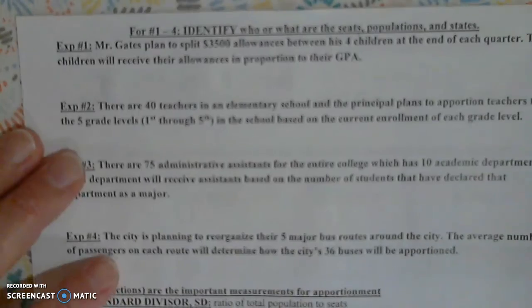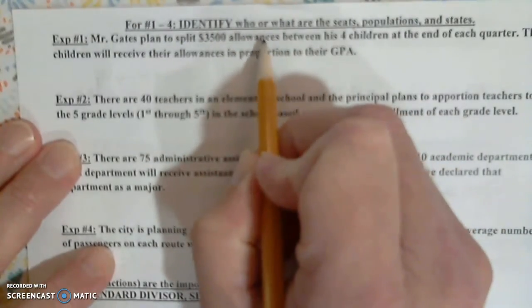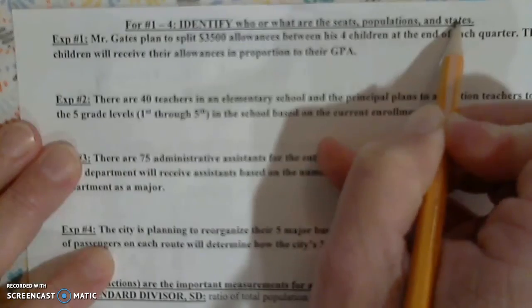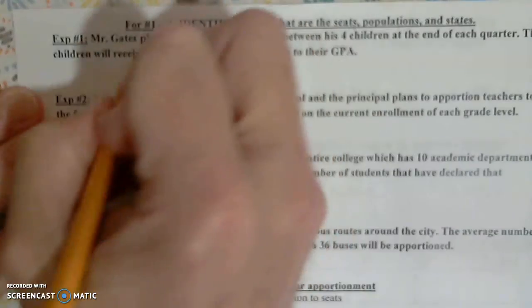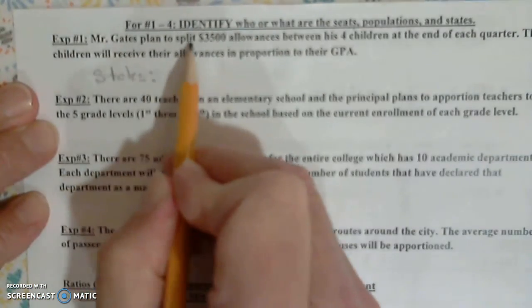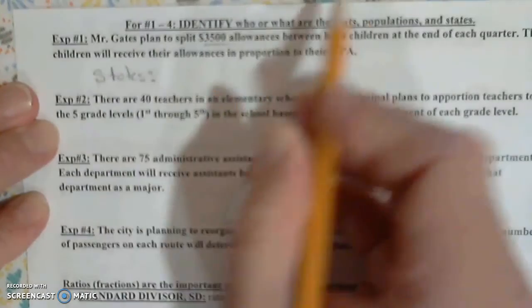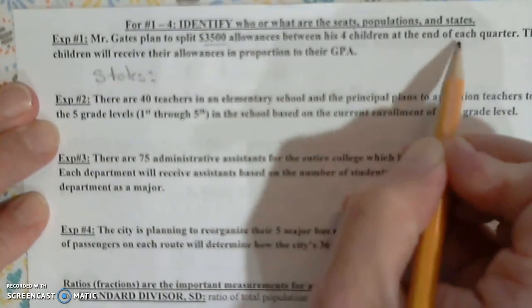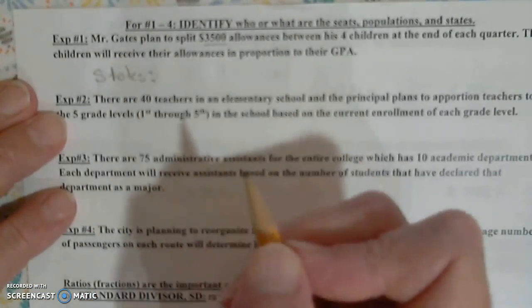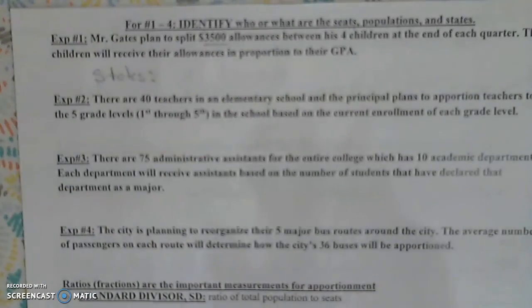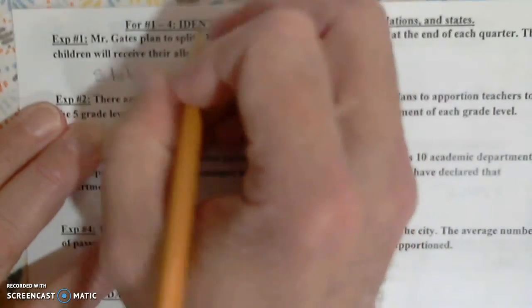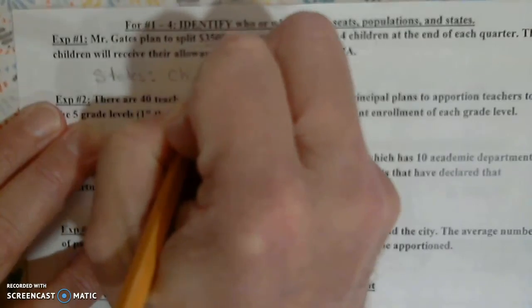All right, so let's look at 4 quick examples. So identify who or what are the seats, the populations, and the state. Okay? So in this first example, who would the states be? Mr. Gates plans to split $3,500 allowance between his 4 children at the end of each quarter. The children receive their allowances in proportion to their GPA. So the states, who is getting the money? Well, that would be his children. So the states are his children.